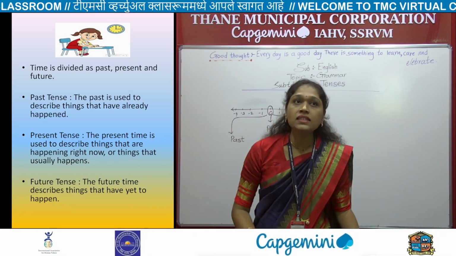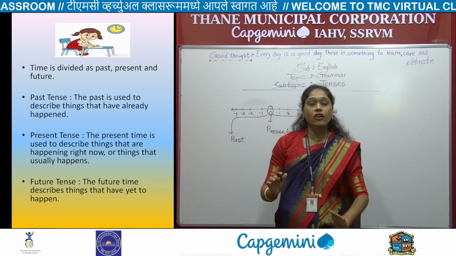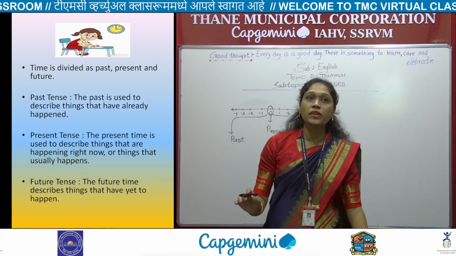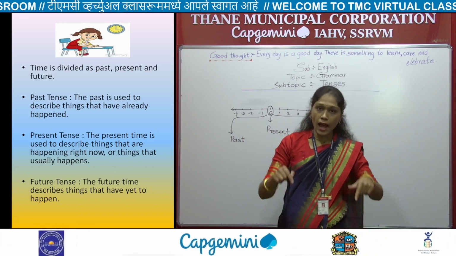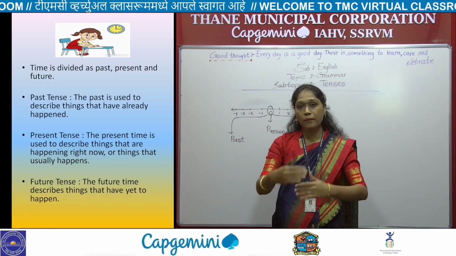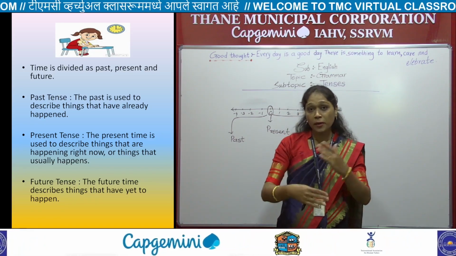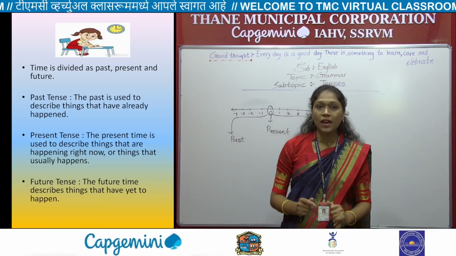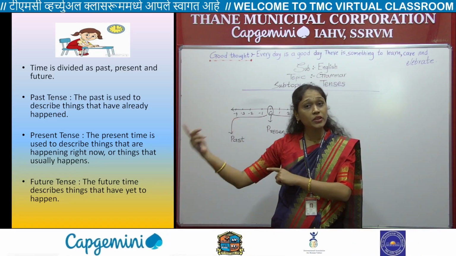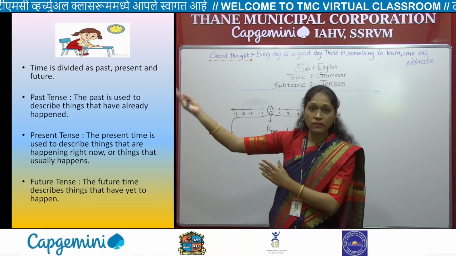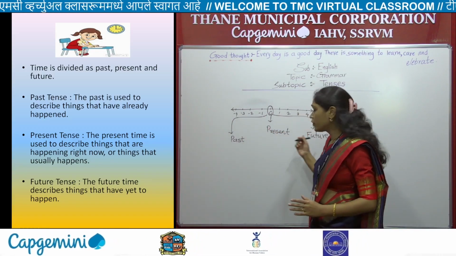The past tense is used to describe things that have already happened. The present tense is used to describe things that are happening right now or things that usually happen daily or repeatedly. The future tense describes things that are yet to happen, that will happen in the future. That time we use the future tense.